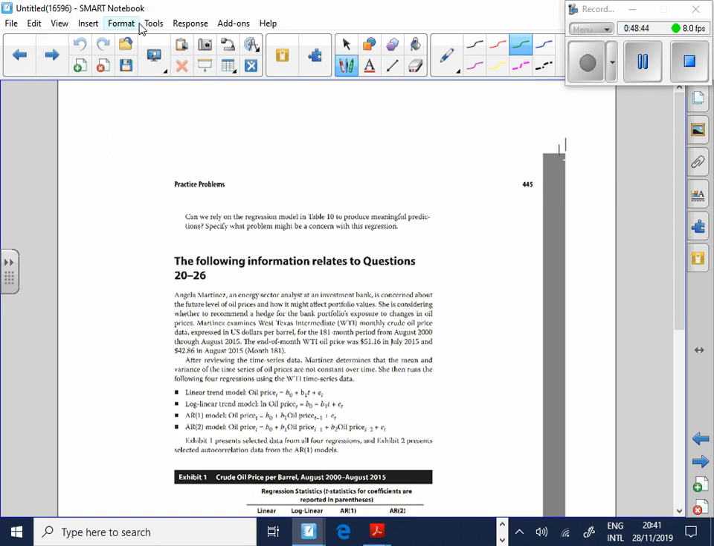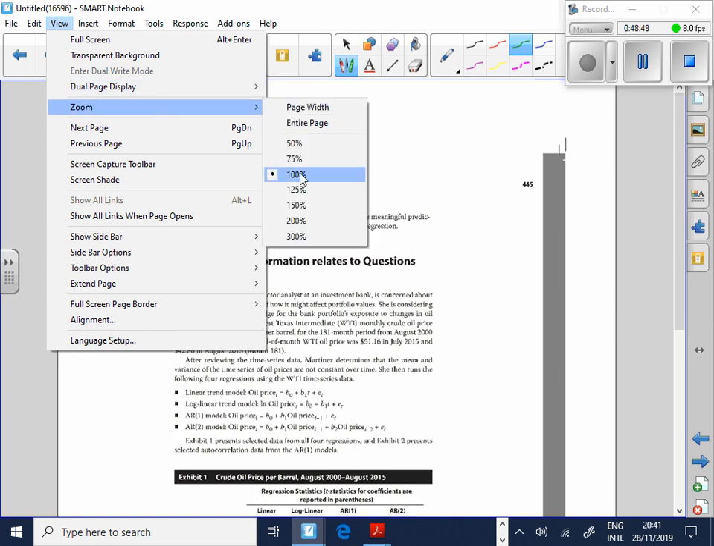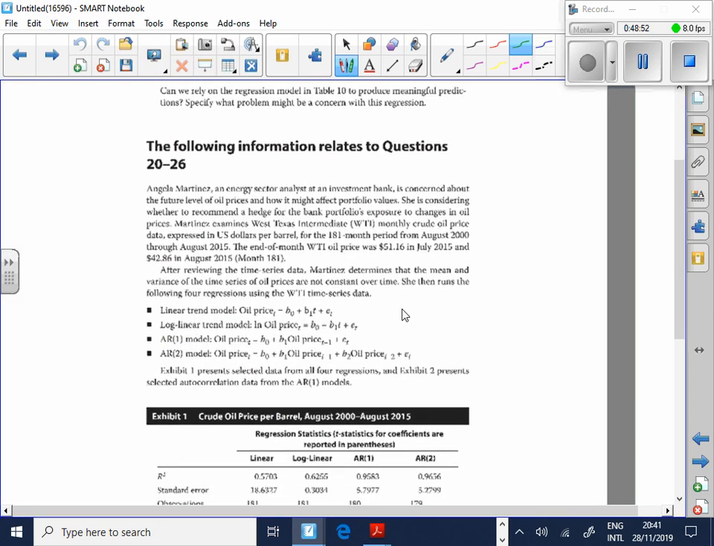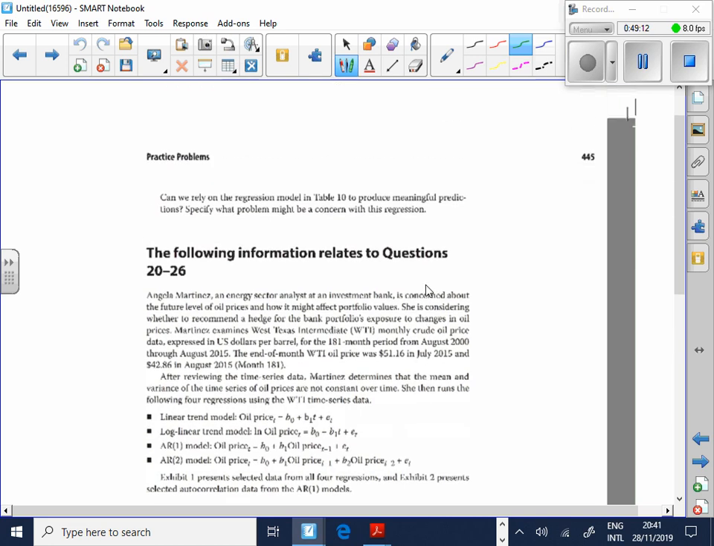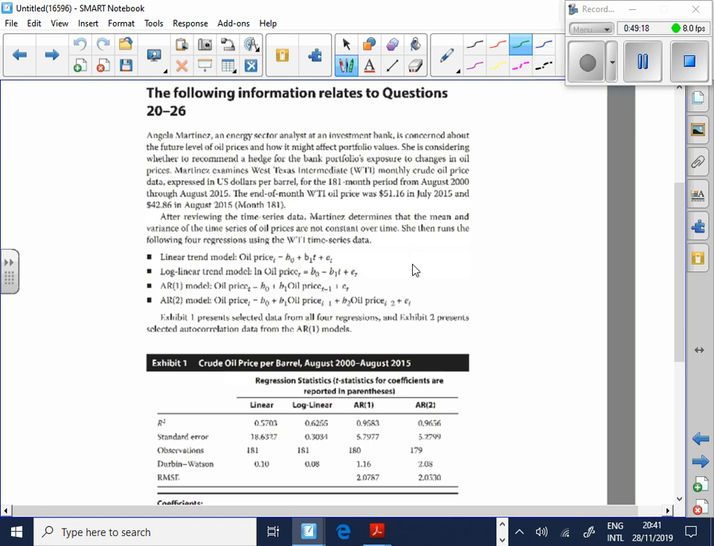And guys, when you start to look at this, it starts to look a little bit crazy, doesn't it? Now it looks important and impressive. Let's go. Guys, has anyone not got it? Guys, all got it. Perfect. Everyone got it? Okay. And guys, I'm doing the following information relates to question 20 to 26, which is page 445. Okay. And let's go.